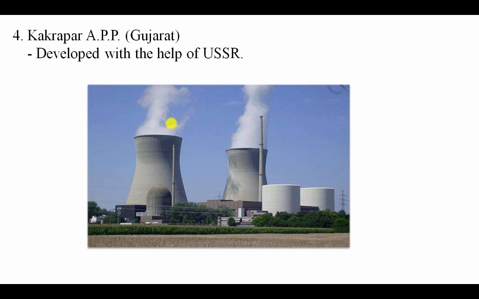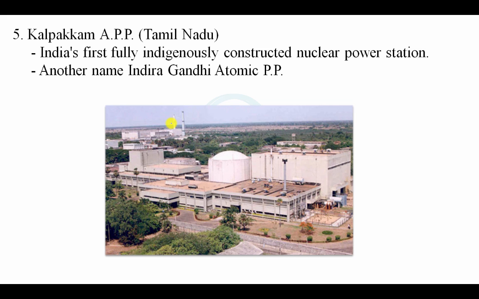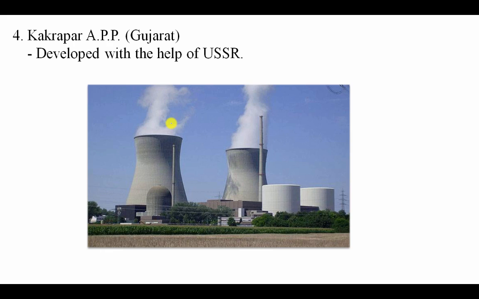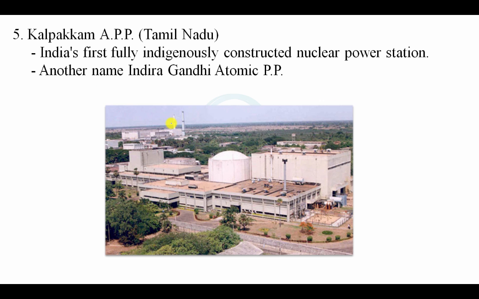Kakrapur atomic power plant. It is in Gujarat. As I told you, it is developed with the help of USSR. Kalpakam and Kudankulam. These are two places with very similar names, so you don't need to confuse Kakrapur and Kalpakam. These two places are in Tamil Nadu, and they both have an atomic power plant. Kalpakam is the first indigenously constructed nuclear power plant, and another name of Kalpakam is Indira Gandhi atomic power plant.